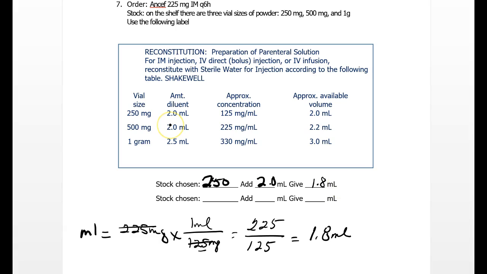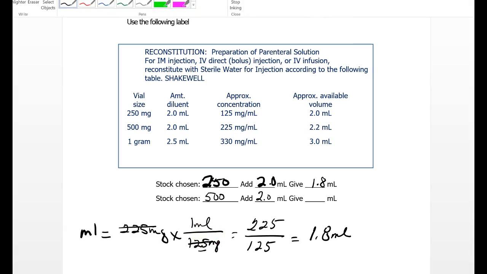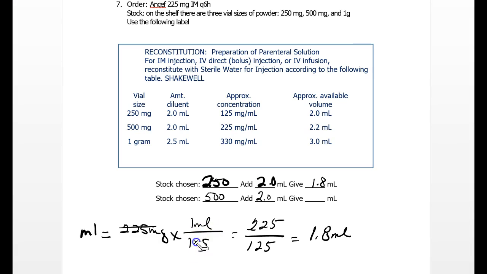Okay, we can also use the 500. And we're going to add 2.0 milliliters. All I'm going to do is this. We have 225 milligrams and 1 mL equals 225 milligrams. So we can narrow that down to 1 and 1, so we end up giving 1 mL.